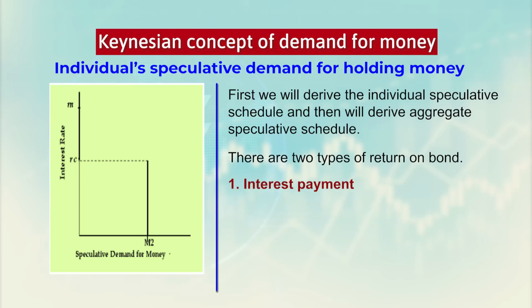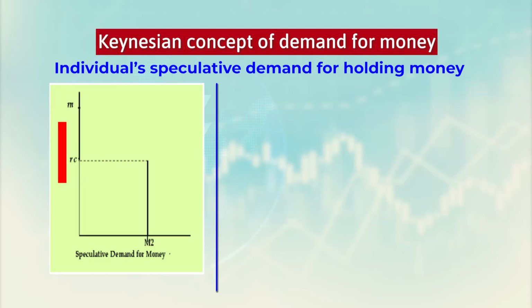So there are two types of return on bond, as I slightly mentioned in my previous slide. One is the interest payment, which is the current income. So if I put money in the bank, I'll get this interest. And the other is expected capital gain. So if my interest rate is somewhere in between Rn and Rc. What is Rc? I'll come to that. Rc is essentially the critical rate of interest.